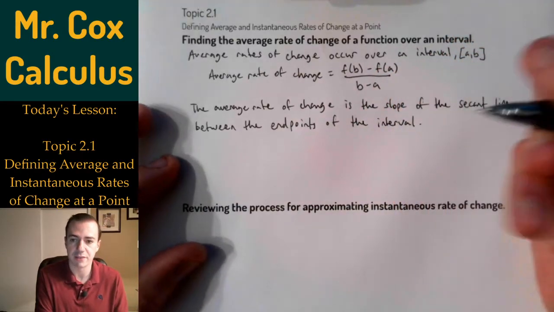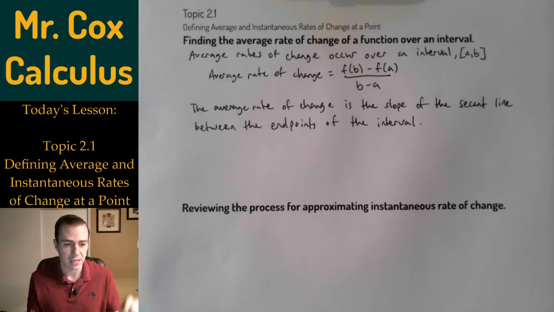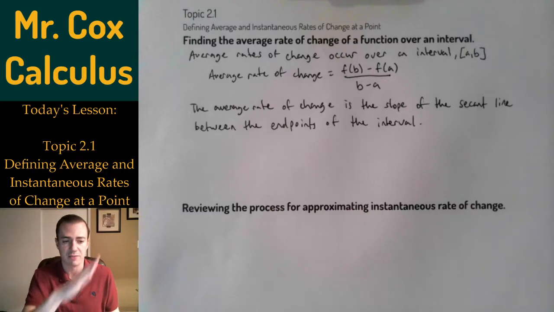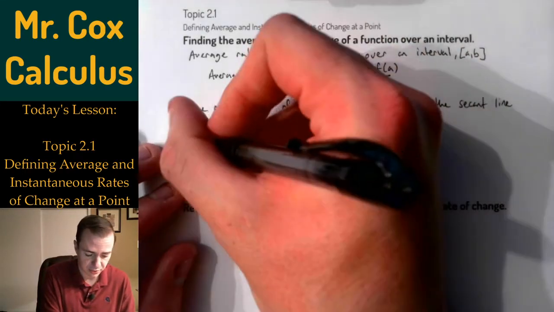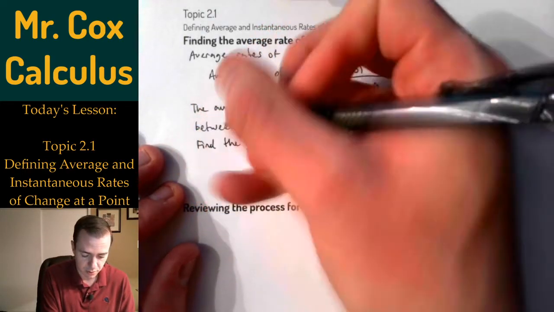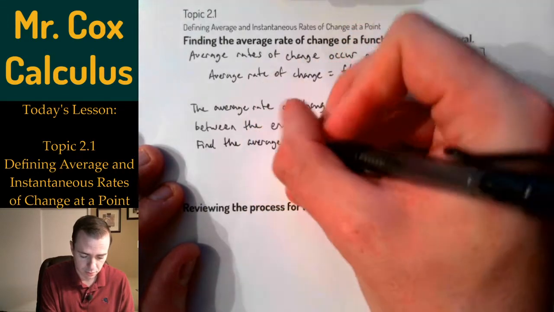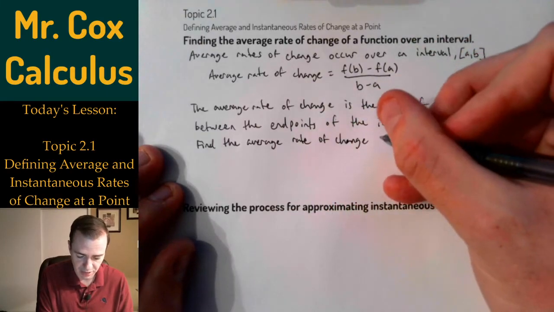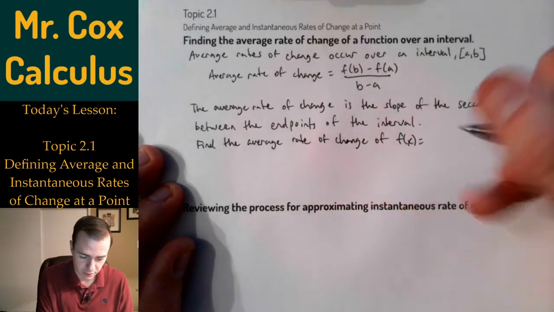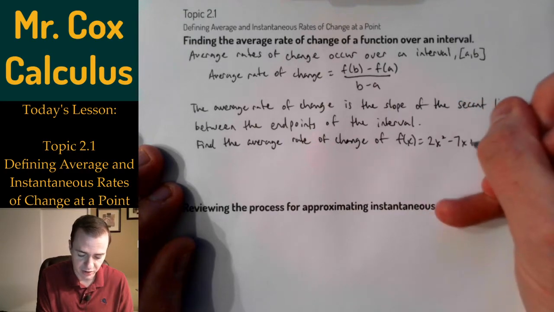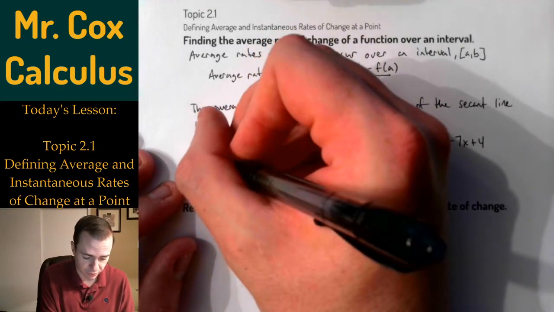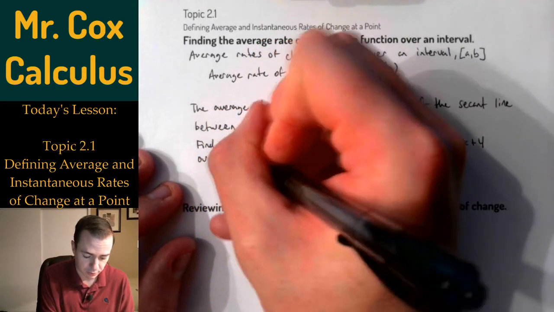So imagine that I take a function like a parabola or something, and I say, hey, here's 2 points from a to b. We understand it maybe has some sort of different shape, but I can find that average rate of change just by simply finding the slope between those 2 points. So let's find the average rate of change of f of x equal to 2x squared minus 7x plus 4. And like I said, it has to occur over an interval, so we'll say over the interval 2 to 5.